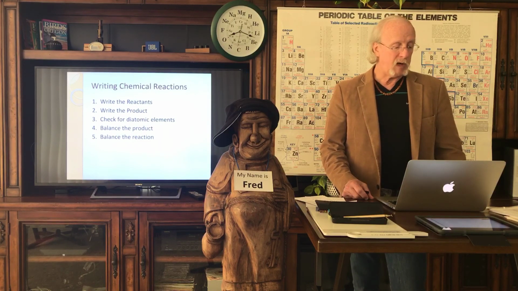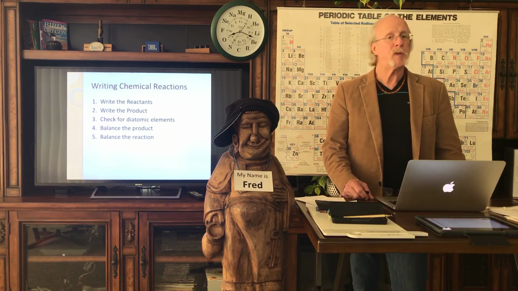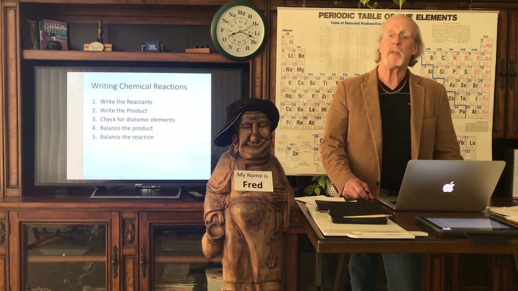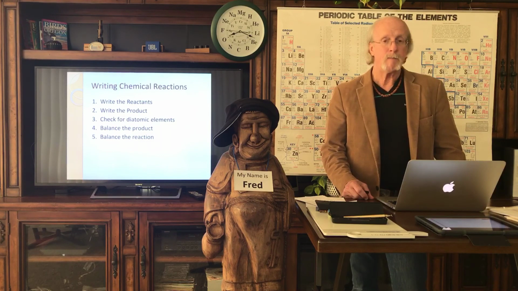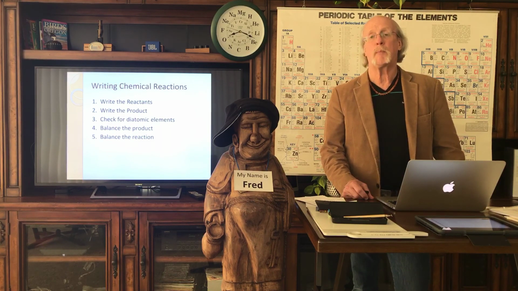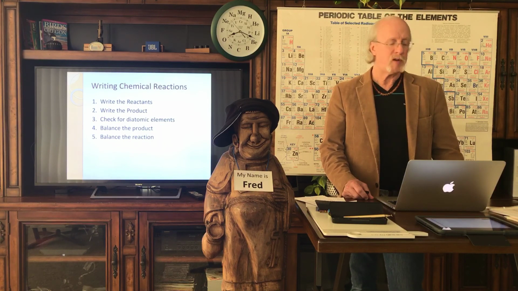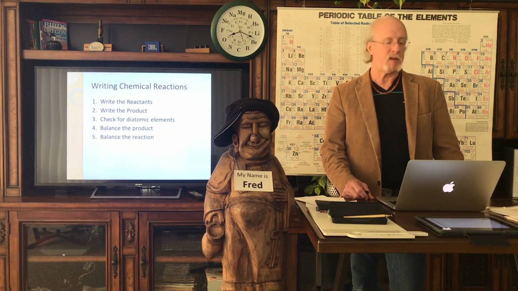All right, step number three, check for diatomic elements. Remember that those 7 elements, starting with element 7, can never travel alone. So check and see if they're with a friend, and if they're not, make sure they have a little 2 behind them. All right, the next one, balance the product. That's just the crossover. Remember, get the charges and then cross the numbers over. And last, come back and balance the entire equation.